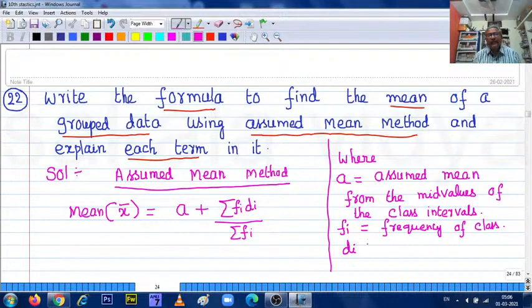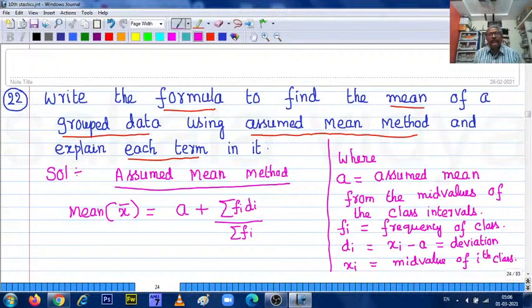Next, di is called deviation. di equals xi minus a. This is called deviation. Next, xi: what is xi? xi is the mid value of the ith class. So this you need to remember.